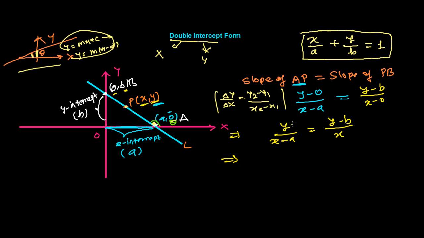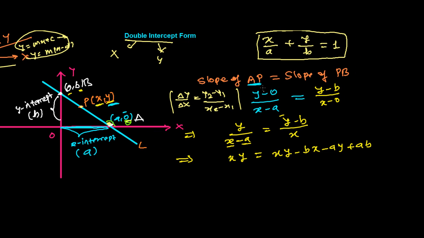Now let's do the cross multiplication. This x will multiply this y, so we get xy, and this x will multiply this b, so we get bx. Now this a will multiply this y, so we get minus ay, and this minus a will multiply this minus b, so we get plus ab. Now see, xy and xy get cancelled. This is minus, so I'm writing on the right-hand side bx, and this minus ay, when it comes to the left-hand side, will be ay, and it is equal to ab.